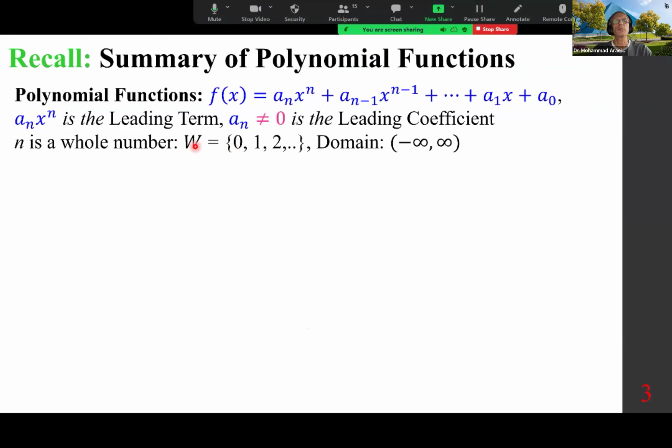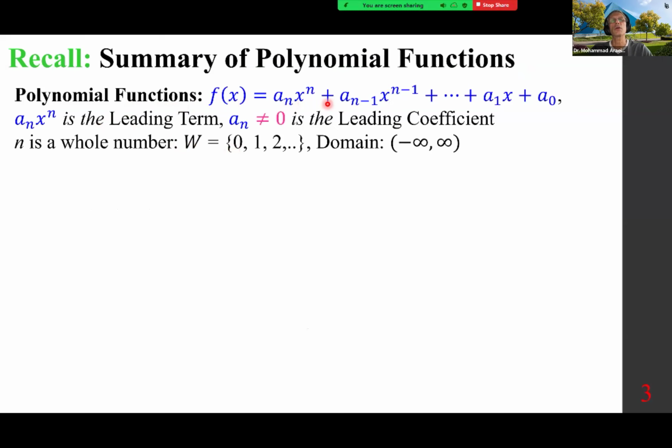Here's a summary of polynomial functions. Polynomial functions are in the form of f of x equals a sub n x to the power of n plus a sub n minus 1 x to the power of n minus 1 all the way to a sub 0, which is the constant. A sub n x to the power of n is the leading term.